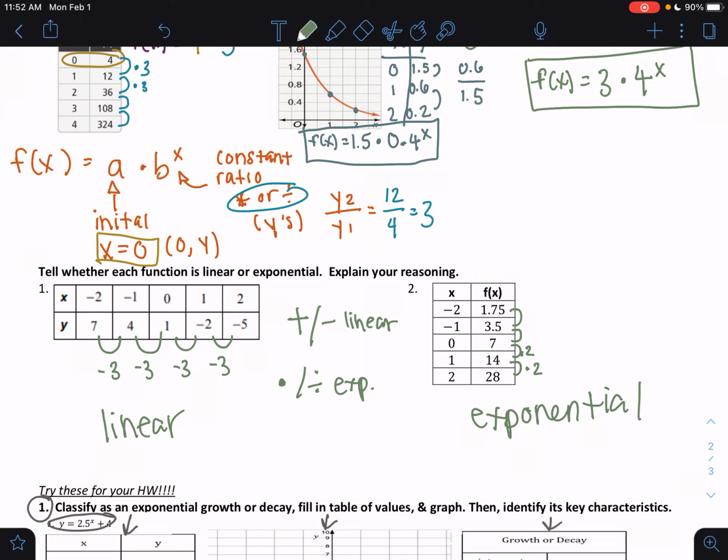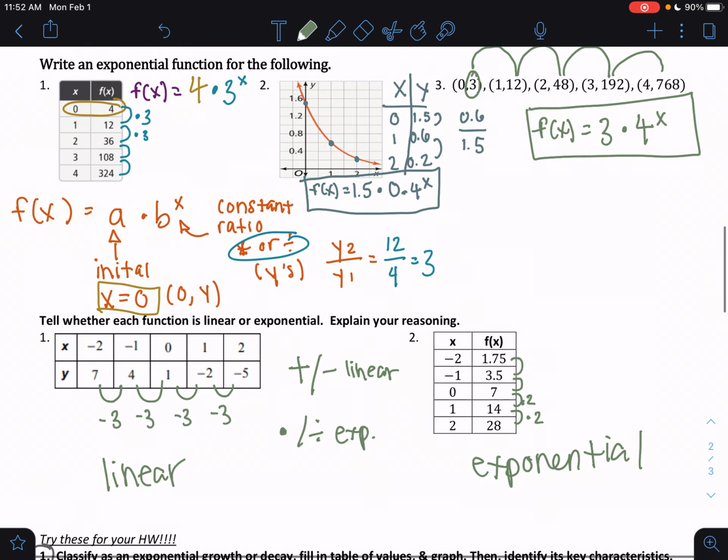And that is all we have for the notes here. Go ahead and work on your 5-1 homework. Finish that up, and then we will have a video for 5-2 notes.